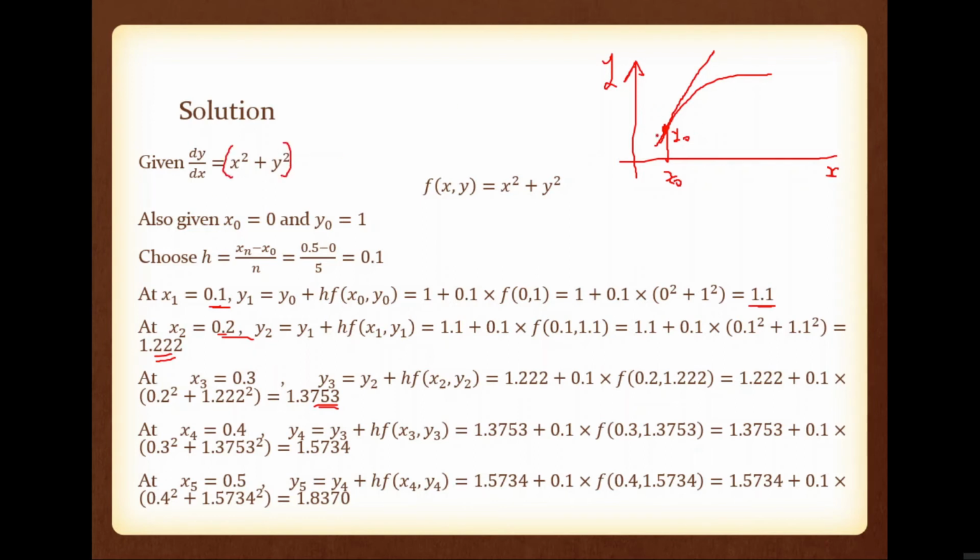So if you are drawing a tangent through this point, the slope of that tangent is nothing but f of x0 comma y0. So if you are finding the value of y corresponding to x1, say this one is x1, then you can see that Euler's method will give this value. Am I correct?